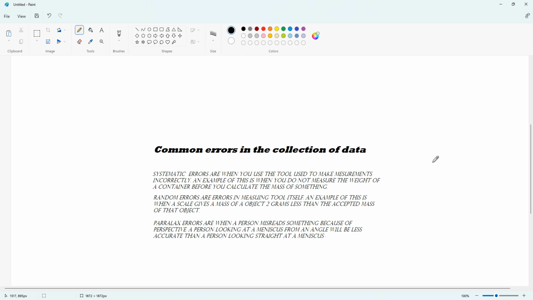And the third one is a parallax error. A parallax error is when you misread something because of the perspective you're looking at it from. For example, if you're looking at a meniscus, which is the surface of water, it actually makes a U shape, like a parabola. So you have to look at the bottom of that. If you look at the bottom from an angle, it looks a lot different than if you look at it straight on. That is a parallax error, an error caused by perspective.